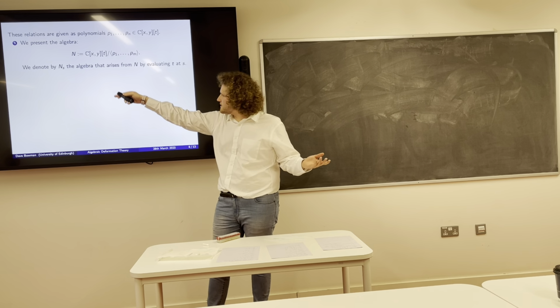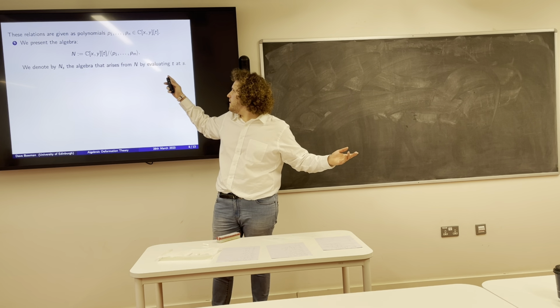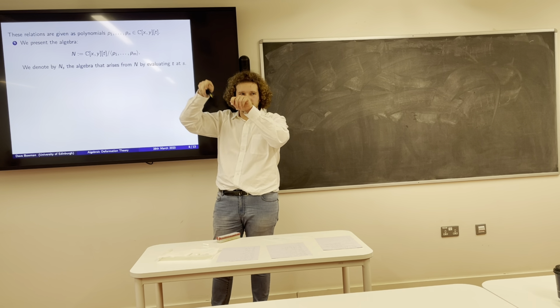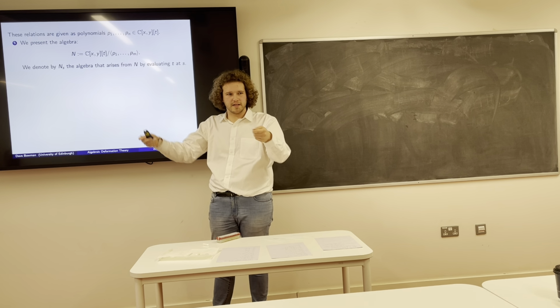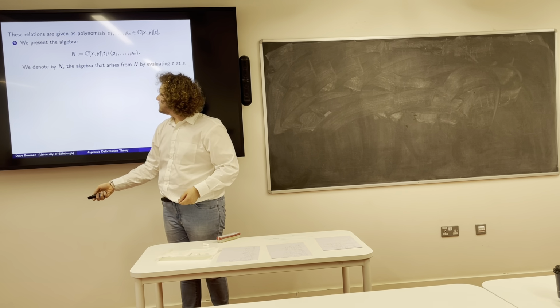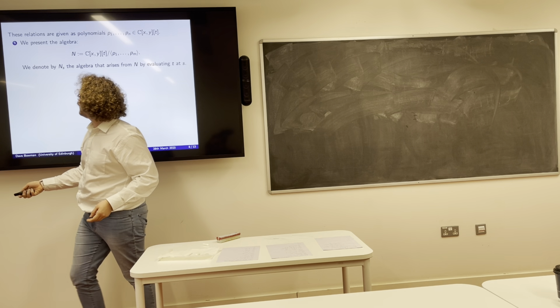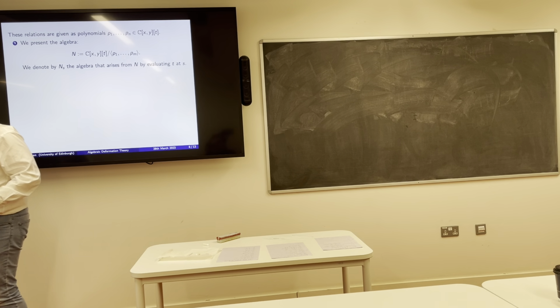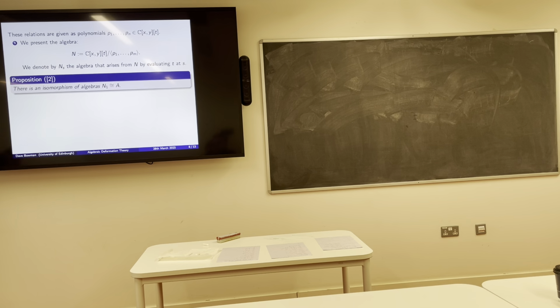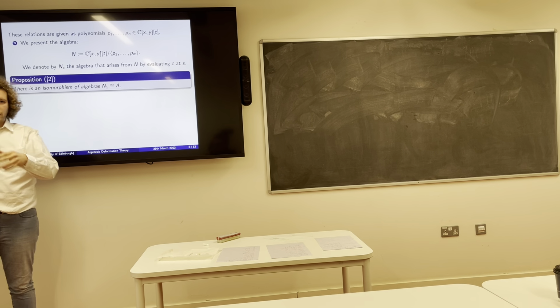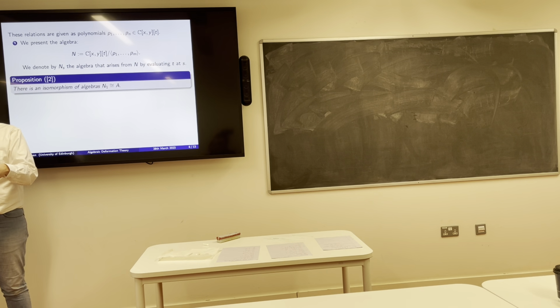And then we denote by N_s the algebra that arises from N when we quotient by the ideal (T − s). This is to say that we evaluate T at s. Okay, the first proposition is that when we evaluate at 1, we get A. Again, morally, x and y remember that they are a and b. When we evaluate at 1, you simply get a and b, and then you get the algebra you started with back.